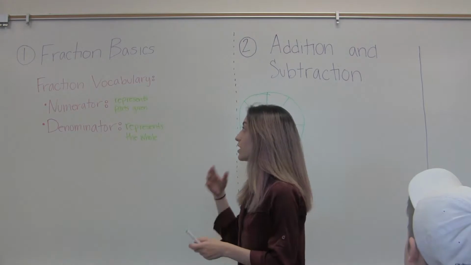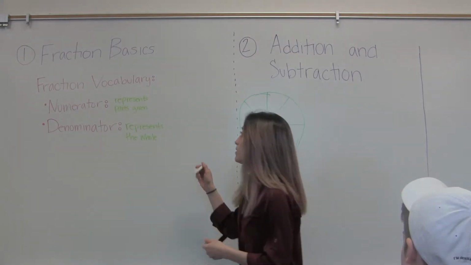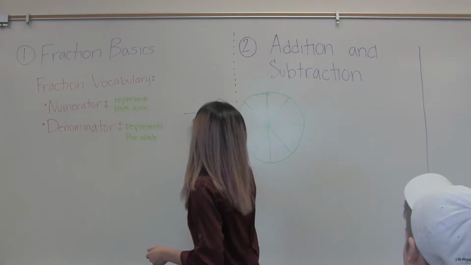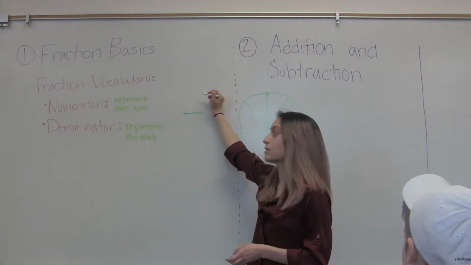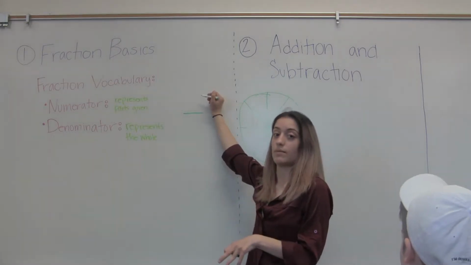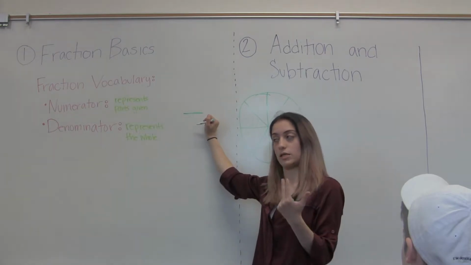So in order to talk about fractions, we have to see what makes up a fraction. We start off with a line that separates our numerator from our denominator. Our numerator represents the parts given of what we're talking about, and the denominator represents the whole of everything we're talking about.